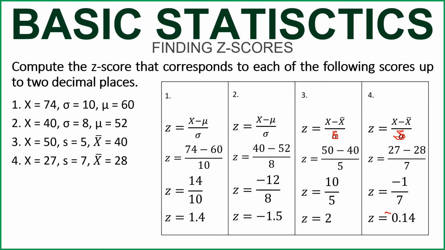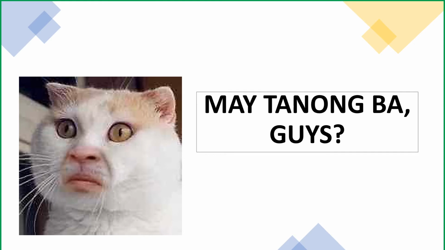So, the answer here is 0.1428, but it says here that we round it off to the nearest two decimal places. That's why the third digit is 2. So just stay. Therefore, the answer is negative 0.14. So, napakadali lang, di ba? Remember the formula, then substitute the values, and then you will get the answer for in finding the z-score.